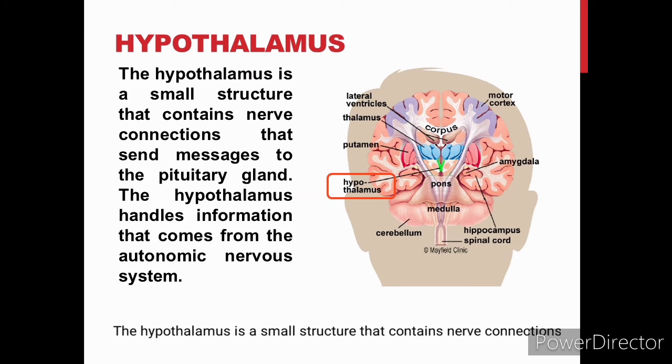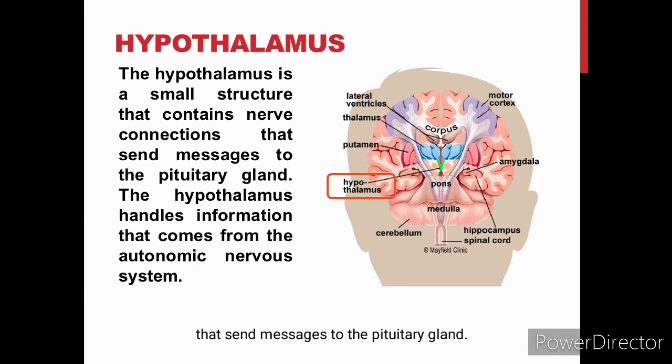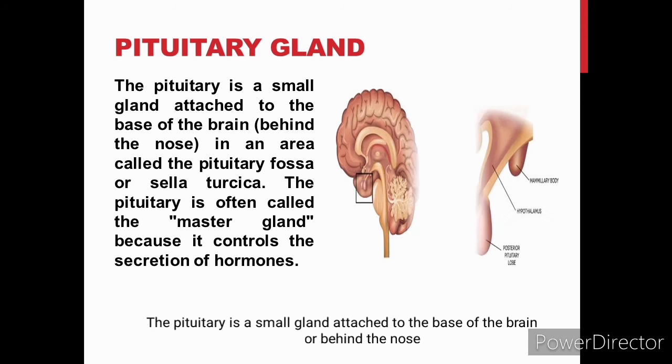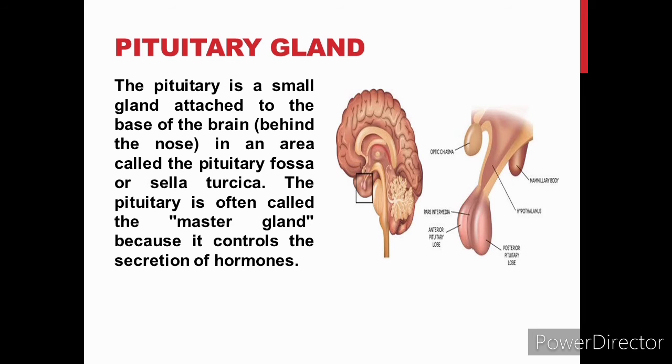Hypothalamus. The hypothalamus is a small structure that contains nerve connections that send messages to the pituitary gland. The hypothalamus handles information that comes from the autonomic nervous system. Pituitary gland. The pituitary is a small gland attached to the base of the brain or behind the nose in an area called the pituitary fossa or sella turcica. The pituitary is often called the master gland because it controls the secretion of hormones.